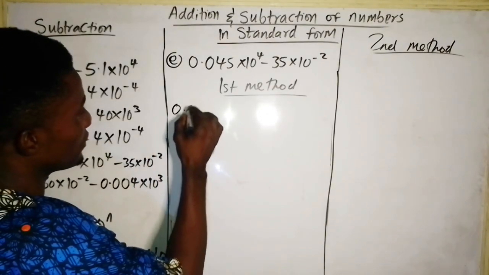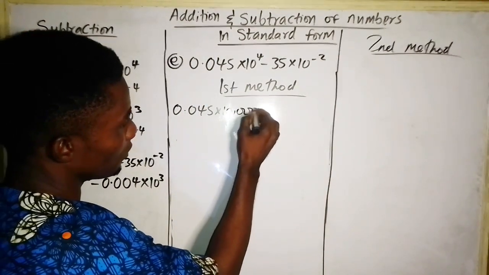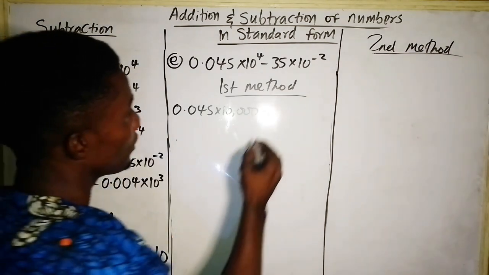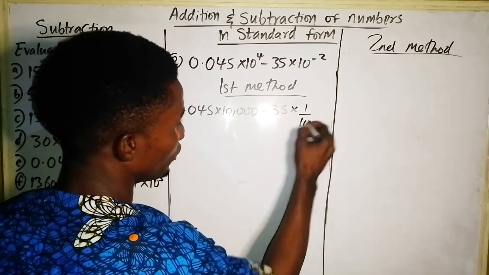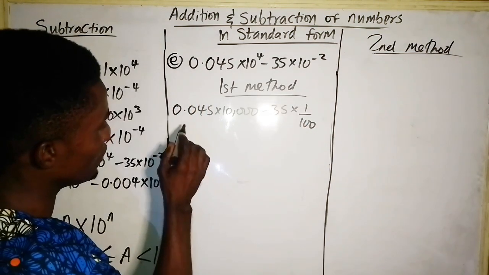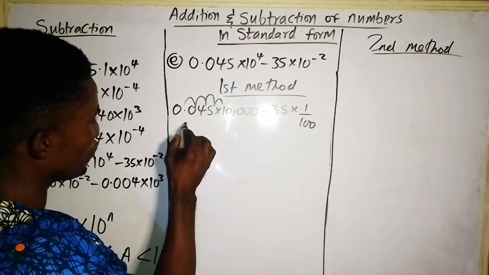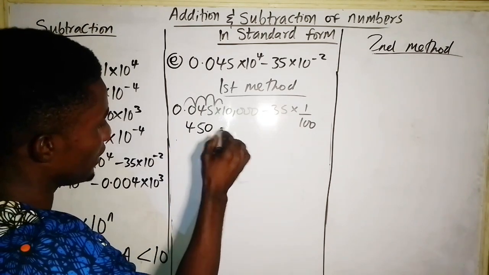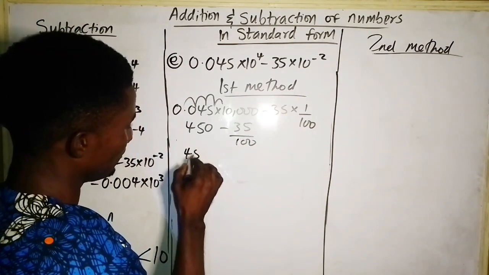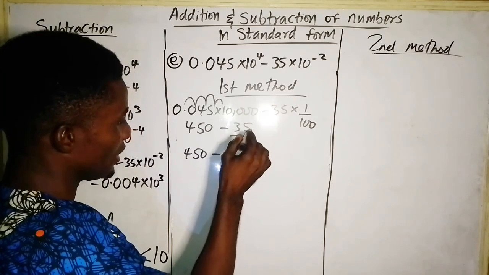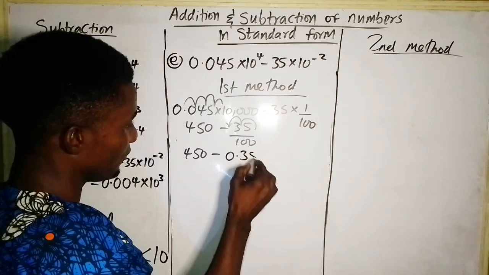We have 0.045 times 10 raised to the power 4, which is 10,000, minus 35 times 1 over 100. So now let's multiply this by 10,000. So we're going to have 1, 2, 3, 4. So our number is going to be 450 minus 35 over 100. That's going to be 1, 2. So we're going to be having 0.35.